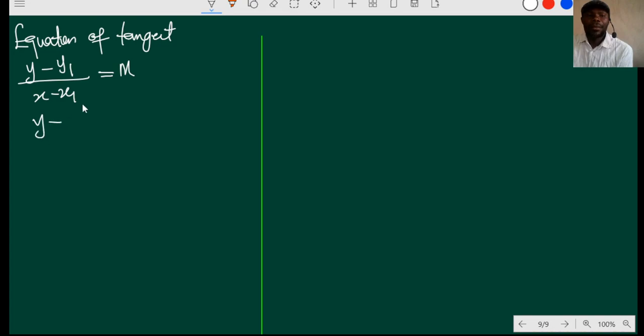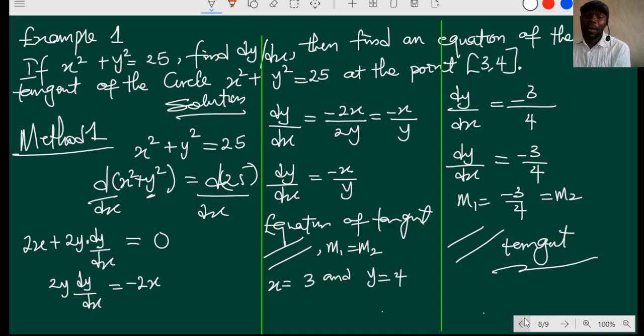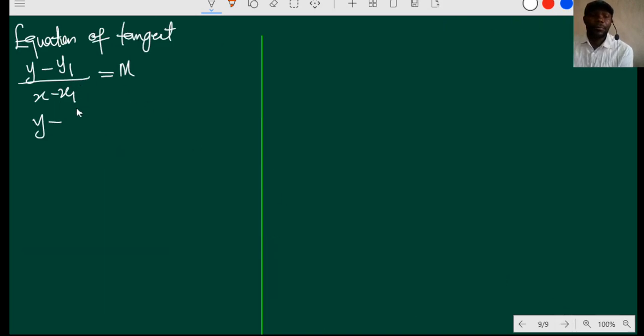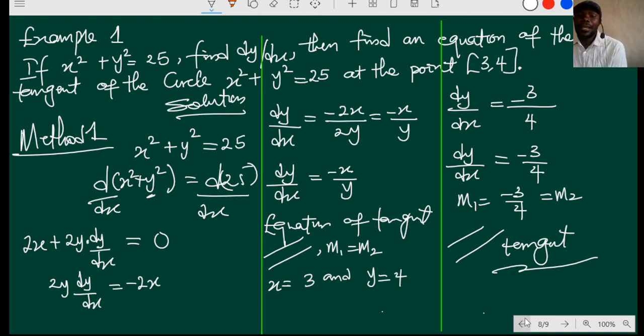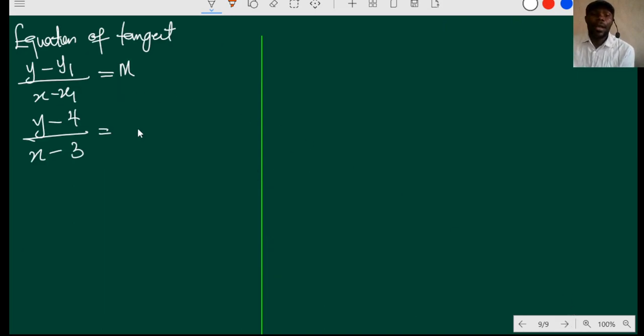Now y minus our y1, you are able to see, we only give one point, y1 is 4 and our x1 is 3. So y minus 4 over x minus 3 is equal to, so what is the gradient? The gradient is dy/dx. So the gradient now is minus 3 over 4. So we have minus 3 over 4.